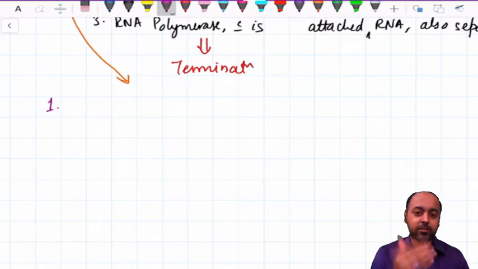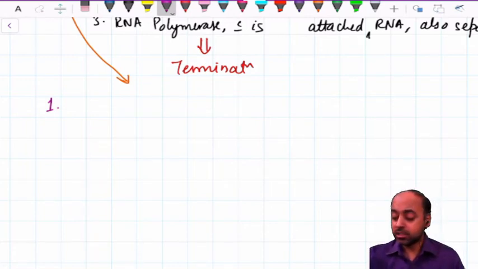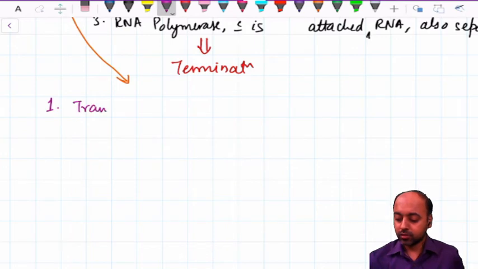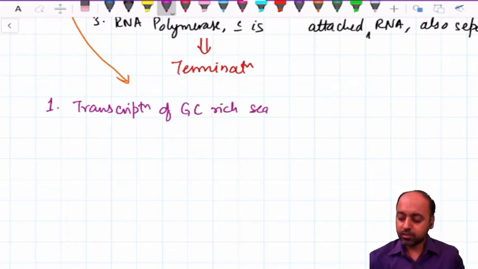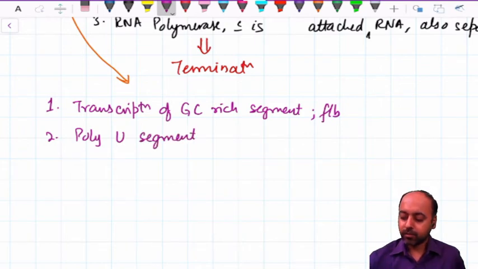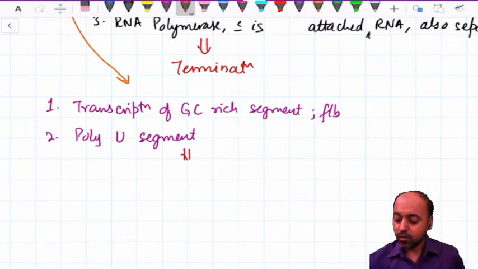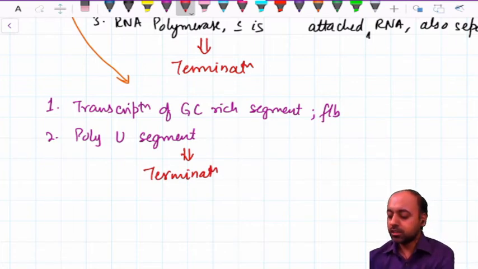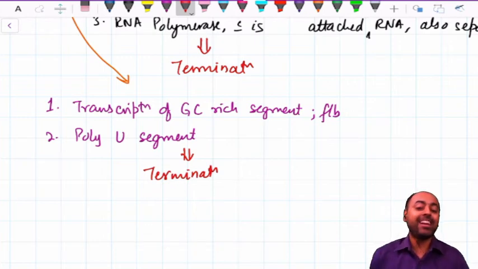This GC rich segment is immediately followed by a weak segment, meaning it is a poly U segment. So two conditions: first the GC rich segment, and then the poly U segment. So you have the transcription of the GC rich segment, which is immediately followed by the poly U segment. If these two conditions are fulfilled, without the need of any energy, immediately the termination will occur. So you can see it is the rho independent or the ATP independent termination.